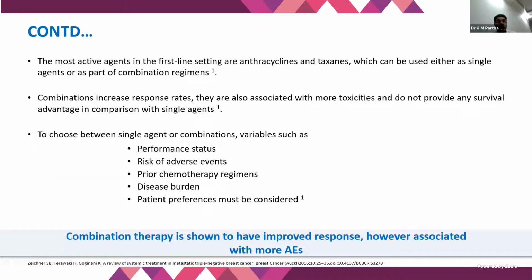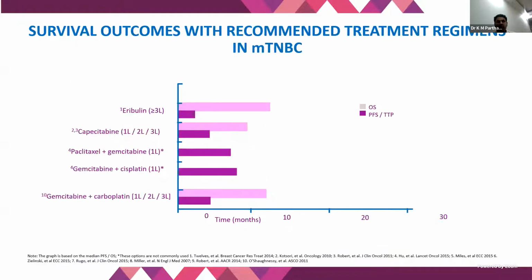So to choose between a single agent and combinations, the performance status of the patients, various adverse events and prior chemotherapy regimens, disease burden, and patient preference, they all play a role. And we all know the previous regimens, eribulin, capecitabine, and gemcarbo, they all showed an increased PFS and OS.